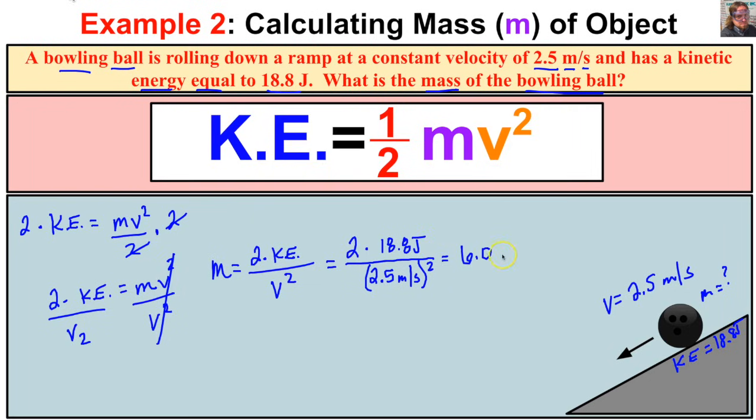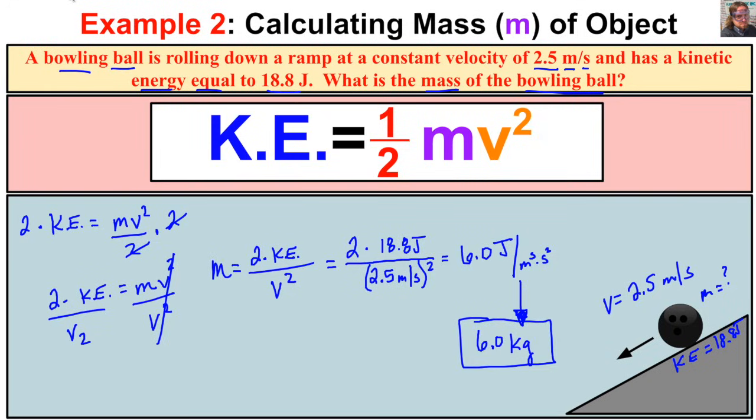And then we're going to end up with this unit of measurement right here. We're going to end up with joules over meters squared times seconds squared, right? And so anytime you have this unit of measurement right here, joules over meters squared times seconds squared, you're going to end up with kilograms. This right here just gets converted into kilograms, and so we have 6.0 kilograms. So the mass of this bowling ball, provided it's traveling down this ramp at 2.5 meters per second and has kinetic energy equal to 18.8 joules, is going to be 6.0 kilograms.